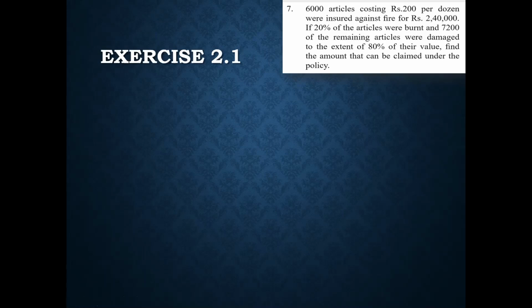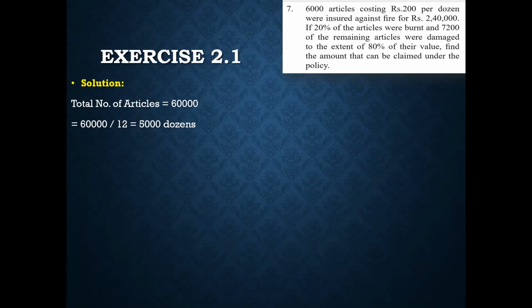So class, over here, you need to understand the first line is a little different from the sums which we have done up till now. So they are telling you that you have 60,000 articles and 1 dozen costs 200 rupees. So the first thing we need to find out over here is how many dozens you have if you have 60,000 articles. So I will find out the total number of dozens I'm having with me. 60,000 divided by 12, because 1 dozen has 12 articles, which gives me 5,000 dozens.